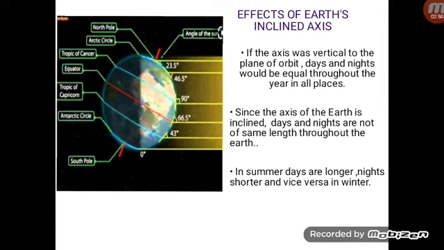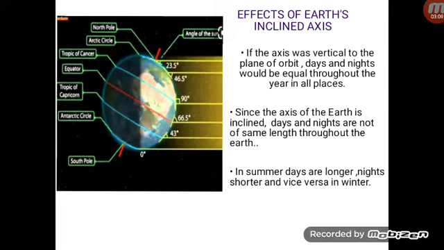In the summer, days are longer and the nights are shorter, and it is vice versa in the winter season. So if the days are longer and the nights are shorter in the summers, in the winter season it happens that days are shorter and nights are longer.